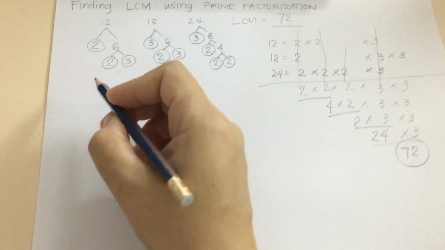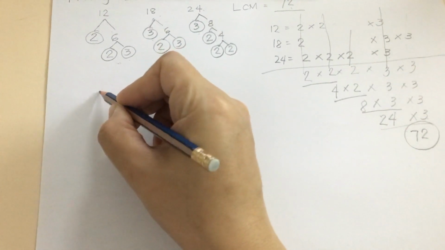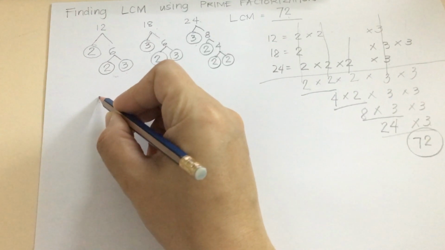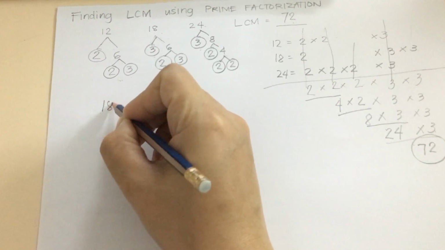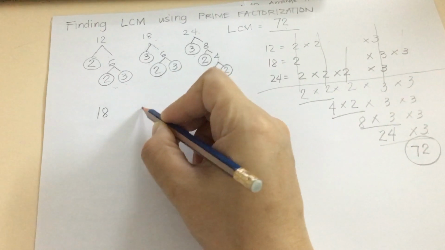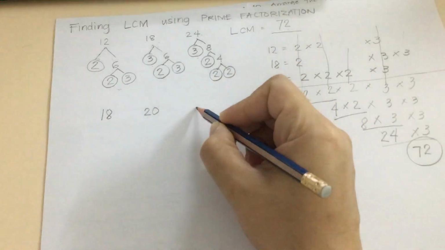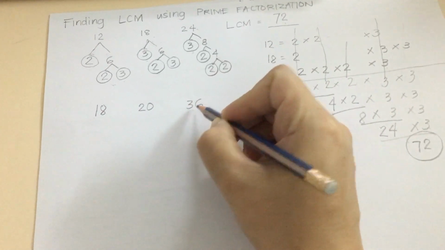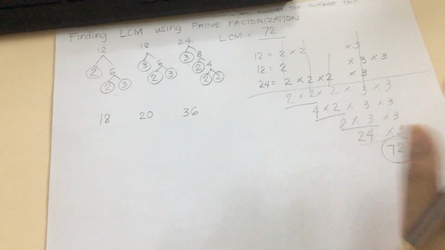Let us say your numbers are 18, then we have here 20, and then we have here 36. Okay, so this is another set of numbers.